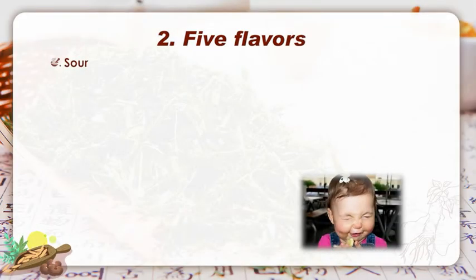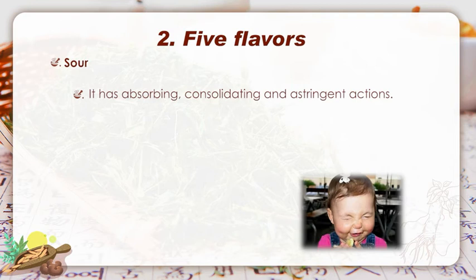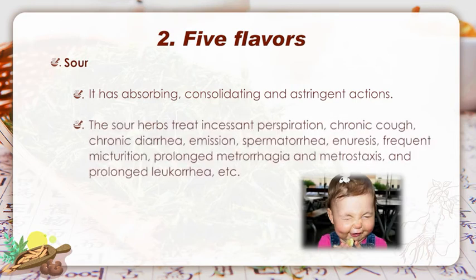Sour flavor has absorbing, consolidating, and astringent actions. The sour herbs treat incessant perspiration, chronic cough, chronic diarrhea, emission, spermatorrhea, enuresis, frequent micturition, prolonged metrorrhagia and metrostaxis, and prolonged leukorrhea, etc.